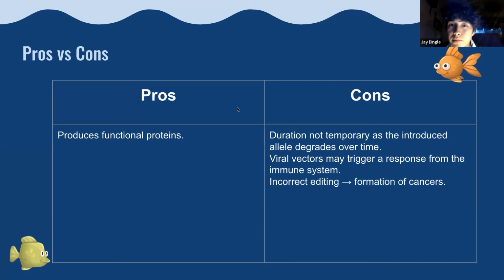So yeah, we can produce functional proteins, but unfortunately at this current stage, the duration is not particularly long as your introduced allele may degrade over time, as well as the issues with immune rejection that come from inserting a viral vector. So you can get a response from either your innate or adaptive immune system. And then if we incorrectly edit and accidentally add a dangerous sequence, we could lead to the formation of cancers.